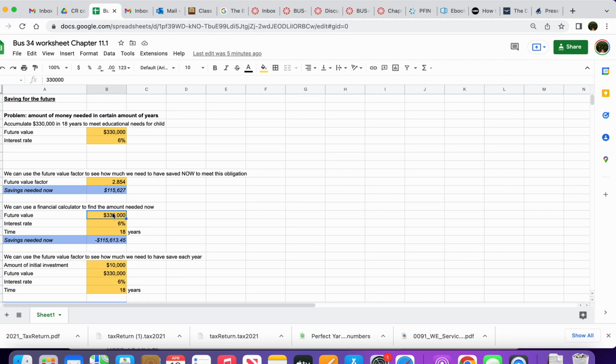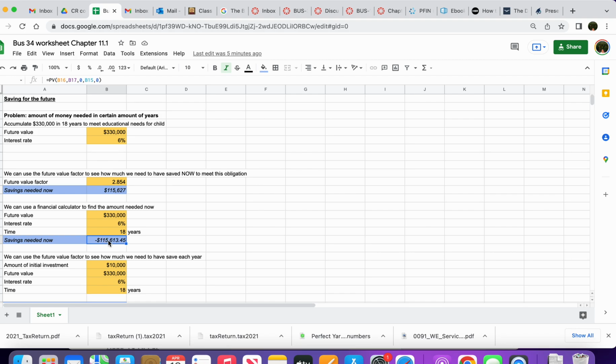We can use a financial calculator also to solve this problem by just plugging in, what is the present value, the amount we need now, given our future value, our time, which is 18 years, the interest rate. We're not making any payments. We're just saying, okay, we're putting this money in the bank and it's going to compound at a rate of interest of 6%. So the present value of that would be $115,000. And there's a little bit of a rounding error here that's due to this future value factor only having 3 decimal spaces. We can see that we're getting basically the same result.